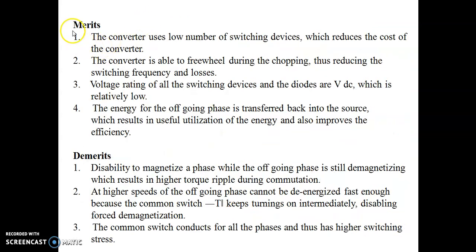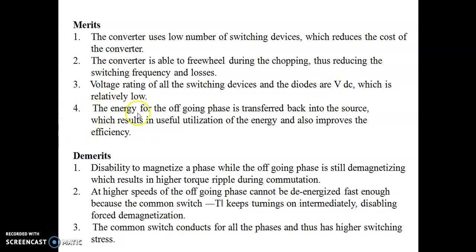Now let us look in detail into the merits and demerits of this type. The converter uses a low number of switching devices, which reduces the cost of the converter. And the second merit is the converter is able to freewheel during the chopping, thus reducing the switching frequency and losses. And the third one is the voltage rating of all the switching devices and the diodes is VDC, which is relatively low. That is, the voltage rating of the devices and diodes is only VDC. It is a very low voltage.